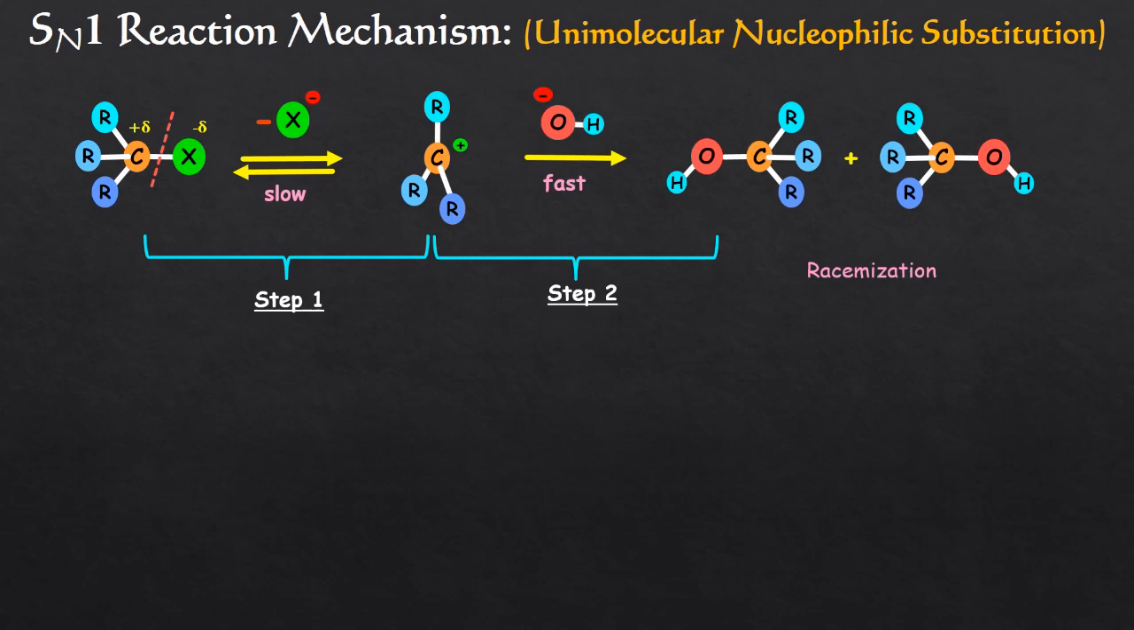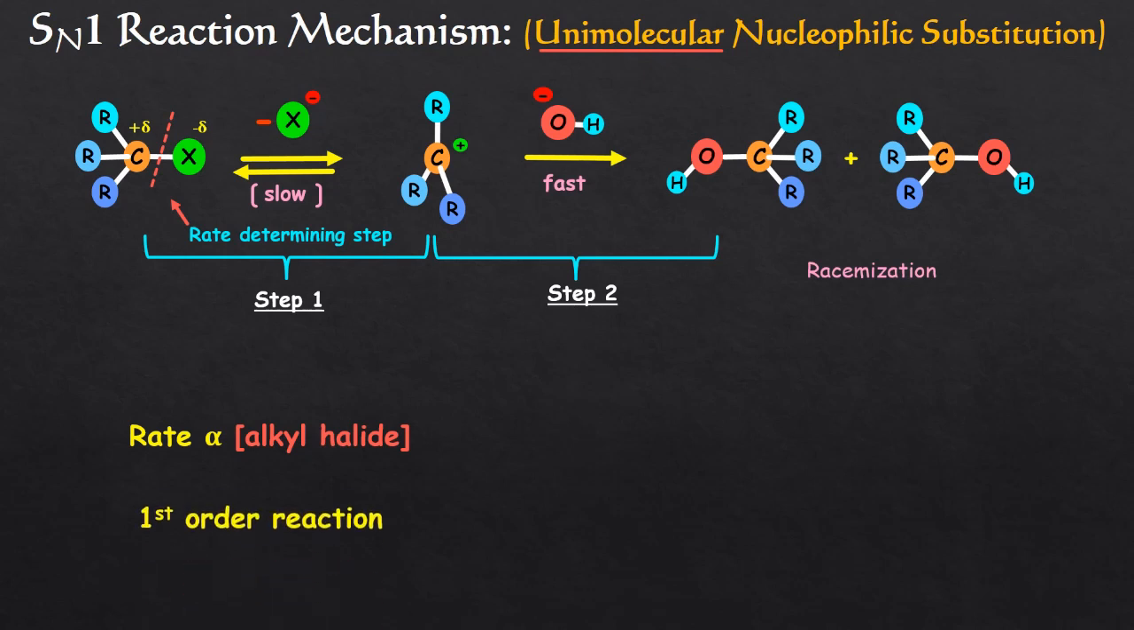Now again look at step 1. Here a neutral molecule dissociates to generate a cation, so higher energy is required. That's why it is a slow and rate determining step. Here in the rate determining step, only the alkyl halide is involved, so it is a unimolecular reaction and the rate of the reaction depends only on the concentration of the substrate, that is the alkyl halide, and it shows first order kinetics. As the rate determining step involves the formation of a carbocation, we can say that the greater the stability of the carbocation, the faster will be the rate of the reaction.